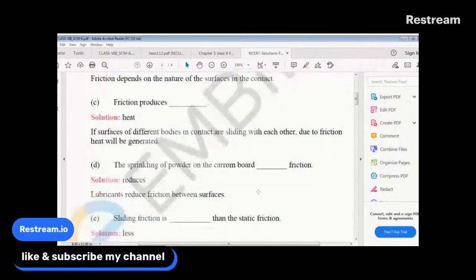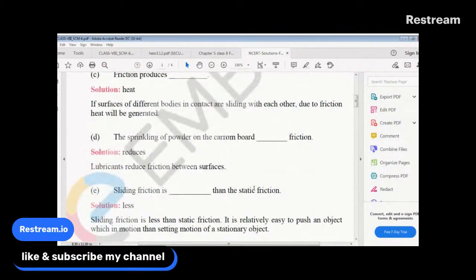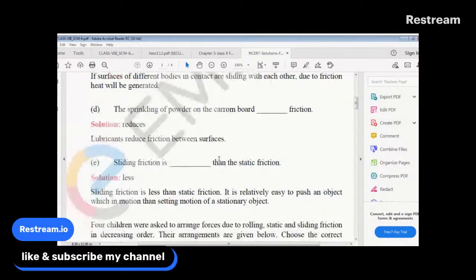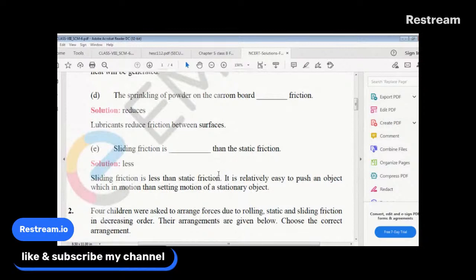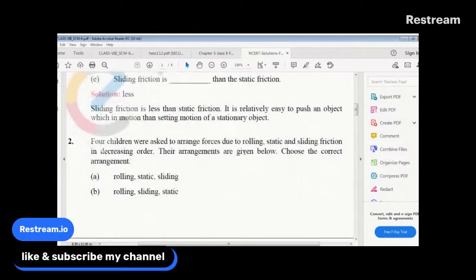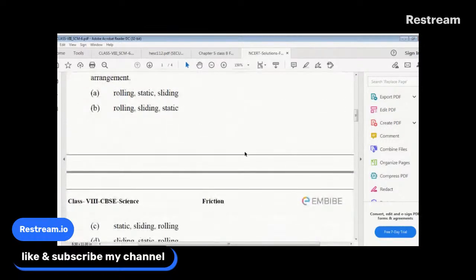And we have already known in this question that static friction is the most powerful, then comes the sliding friction, and then comes the rolling friction. Okay. Next, we will move on to number two, which I was talking about: four children were asked to arrange forces due to rolling, static, and sliding friction in decreasing order. Their arrangements are given below. Choose the correct arrangement. Here it is given, and I have already told you what the answer is.